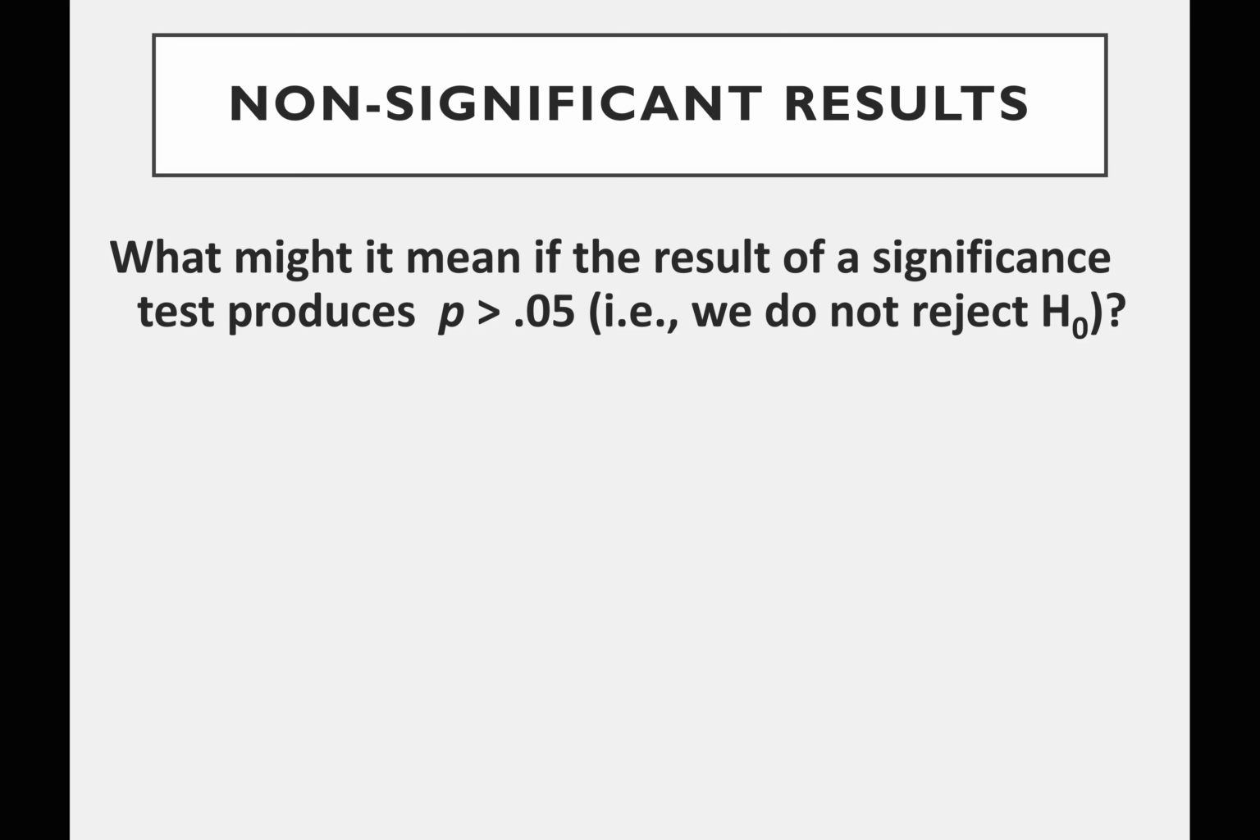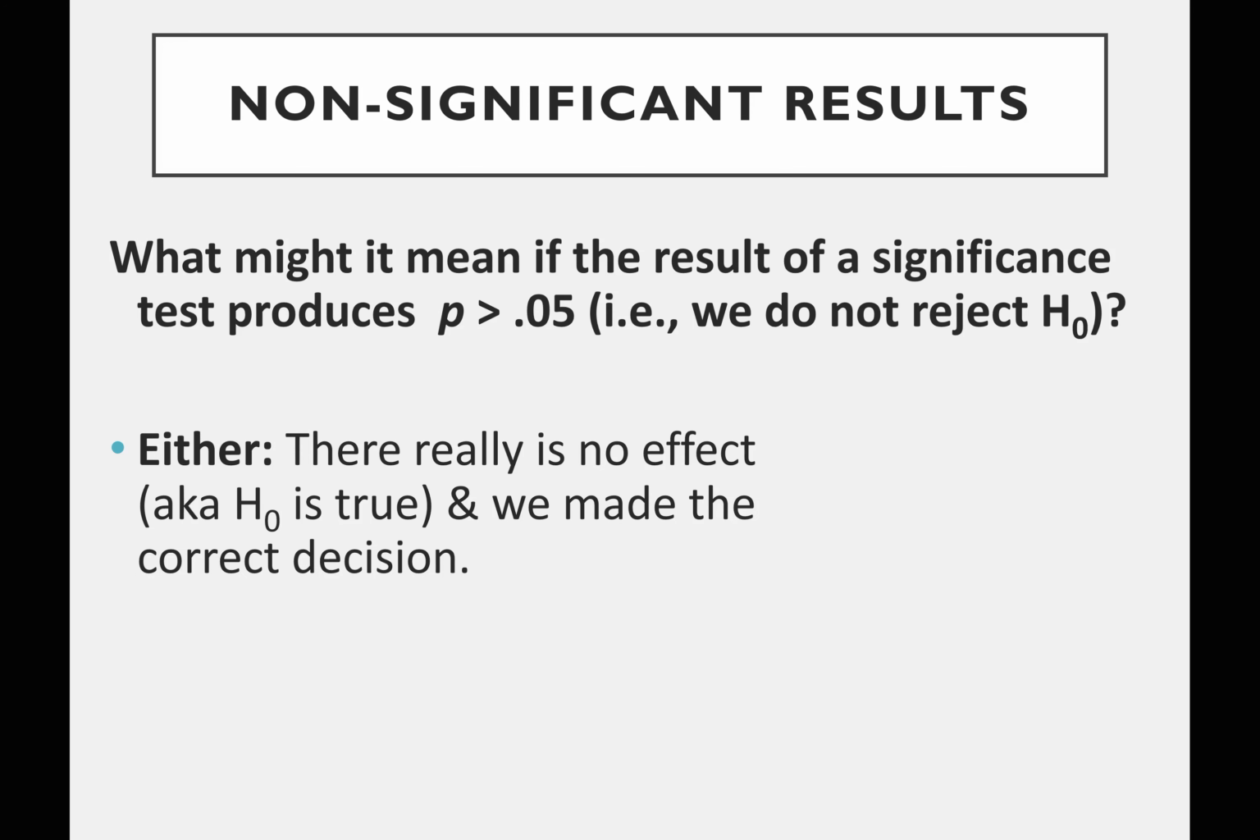So in other words, what it means when we don't get a significant result, when we don't reject the null, is that either it's true, there really is no difference, there really is no relationship, nothing interesting is happening, the null hypothesis is really true, and again, we made a right decision because the null hypothesis is true and we said don't reject it, keep it, right? So if it's true and we keep it, those two things go together. So that's correct. Again, yay for us.